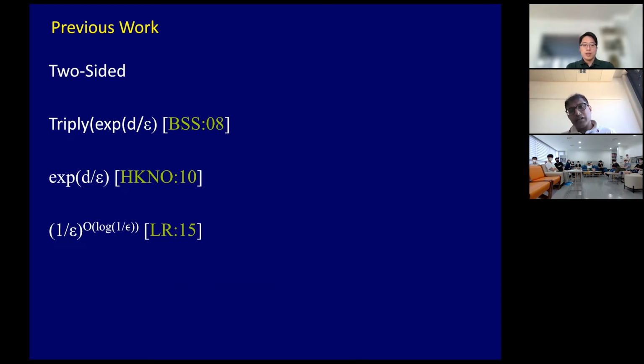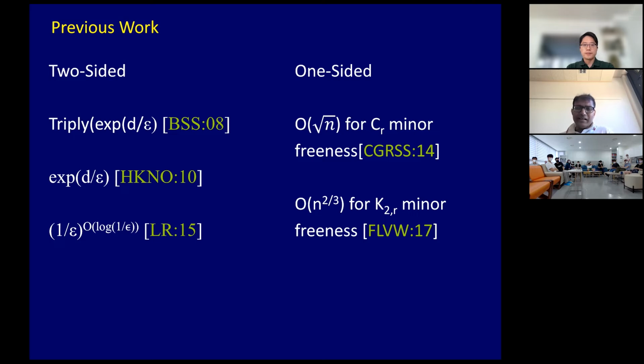For the one-sided variant, we had a different story. For the special case of cycle minors, Czumaj, Goldreich, Ron, Seshadhri, Shapira, and Sohler, presented in 2014 an algorithm that could decide whether your graph is cycle minor free for some fixed r, so whether it's C5 minor free or whether it's far from being C5 minor free. They presented roughly root n time algorithms for this problem. And in this paper, they also showed a matching lower bound, a root n lower bound for this problem.